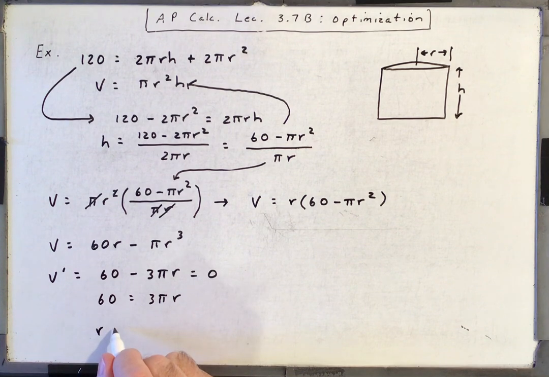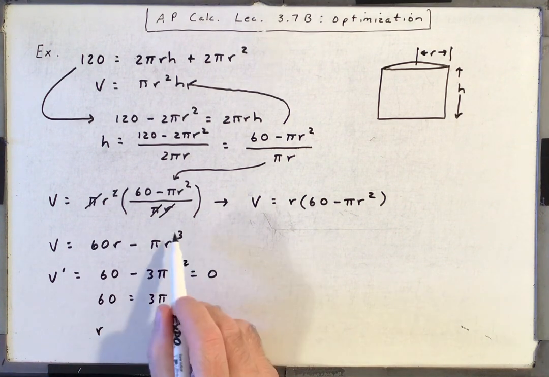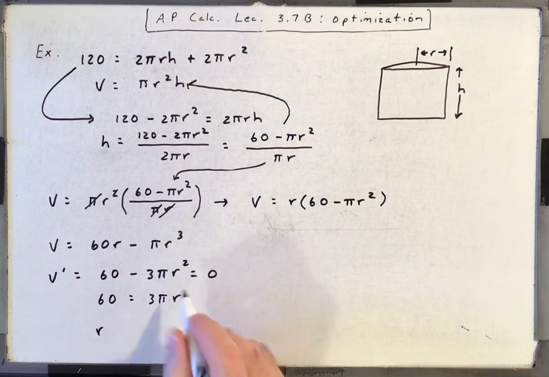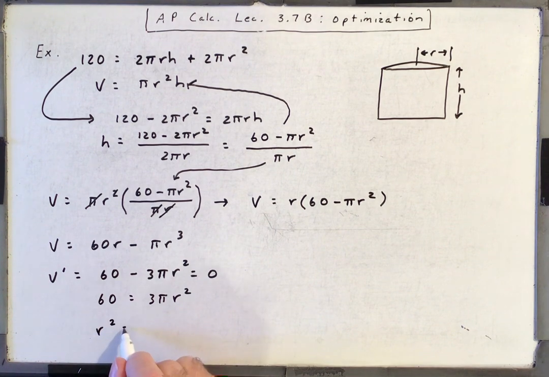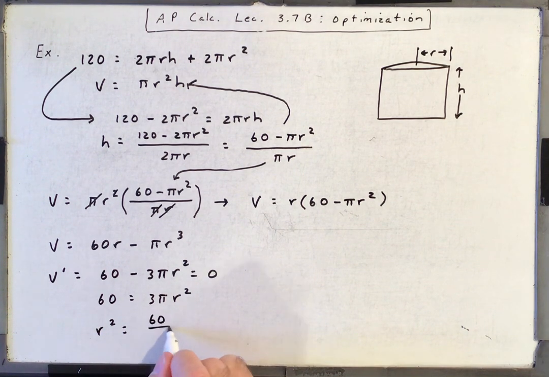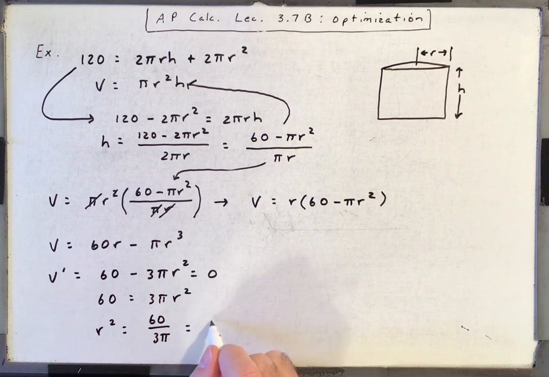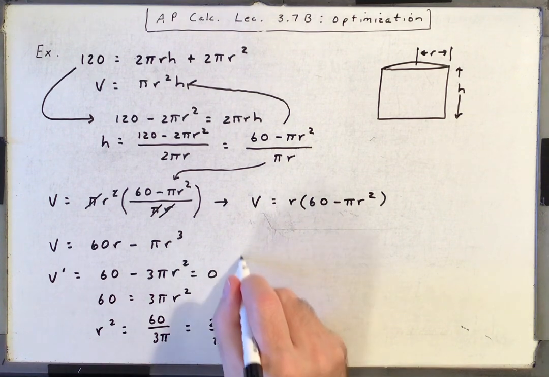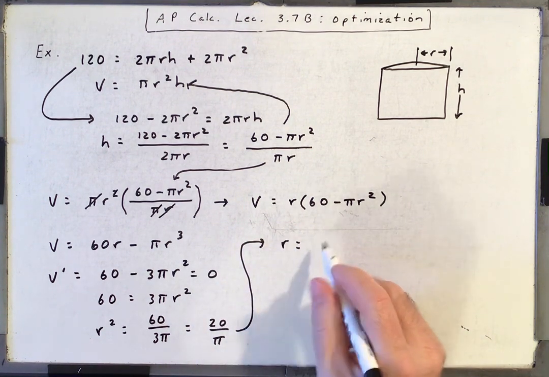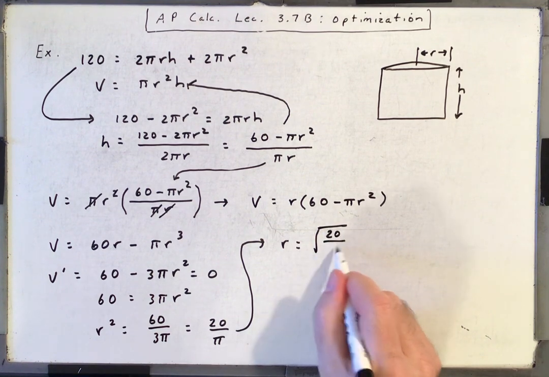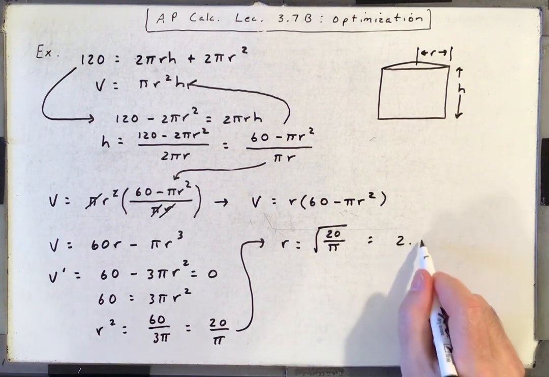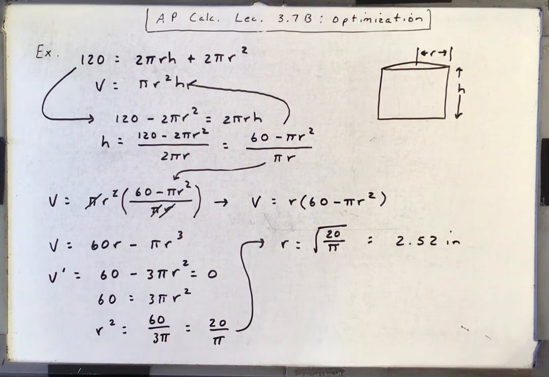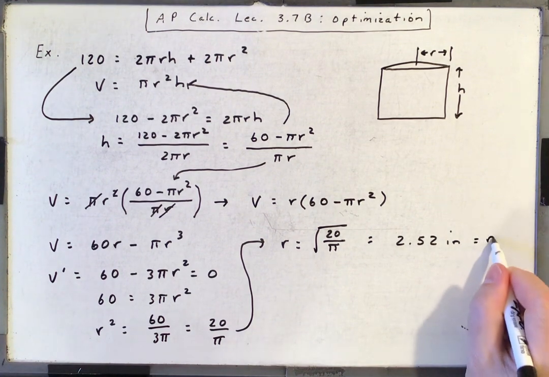3 times pi r squared, gotta have squared, sorry about that. r squared is equal to 60 over 3 pi, which would just be 20 over pi. So therefore, r is equal to the square root of 20 over pi, and let's go ahead and put that in decimal. So that would be 2.52 inches. So that is our answer for r.